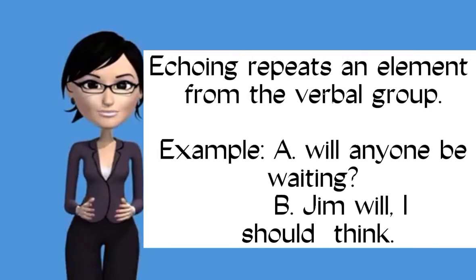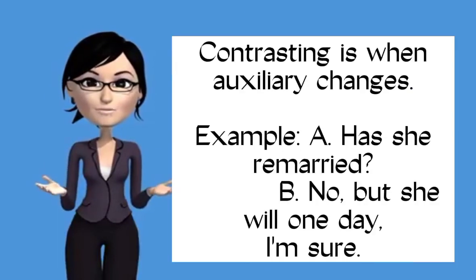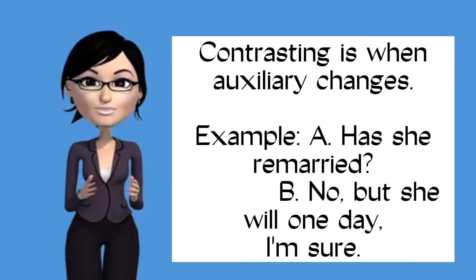Example: A. Will anyone be waiting? B. Jim will, I should think. This type of sentence is verbal ellipsis because it repeats an element from the verbal group, the word will. Contrasting is when the auxiliary changes.